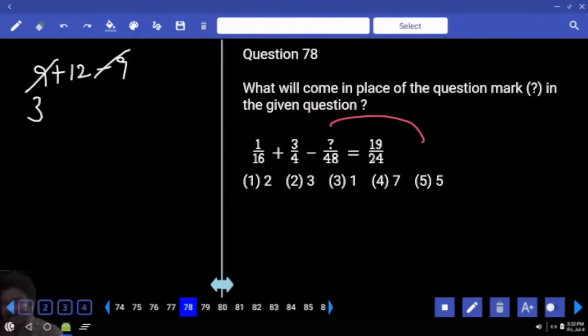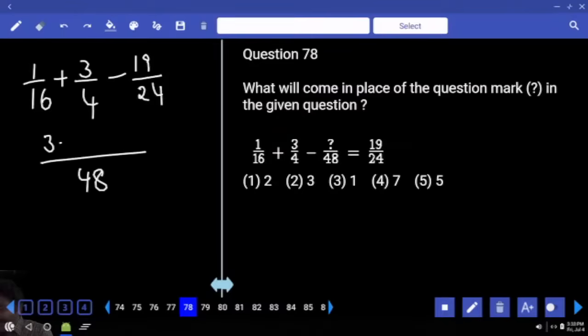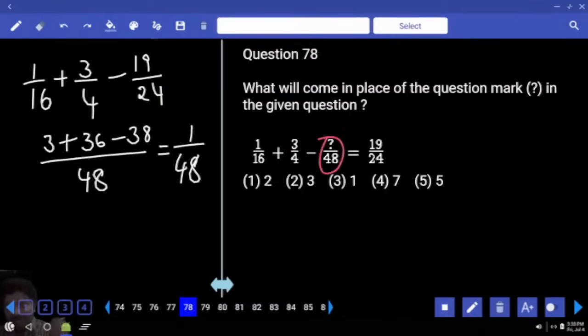Minus x by 48 comes to the right hand side, and the right hand side number comes to the left hand side. Yes? So it will be 1 by 16 plus 3 by 4 minus 19 by 24. LCM is 48. 16 3 times, 4 12 times, 12 into 3 is 36, minus 24 2 times, 19 2 times 38. 39 minus 38. 1 by 48 is equal to x by 48. X is 1.